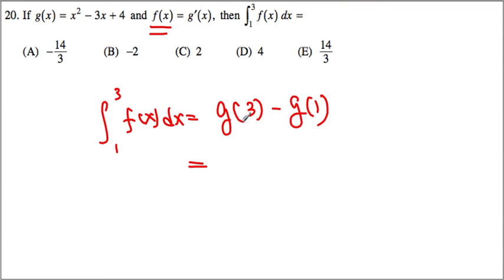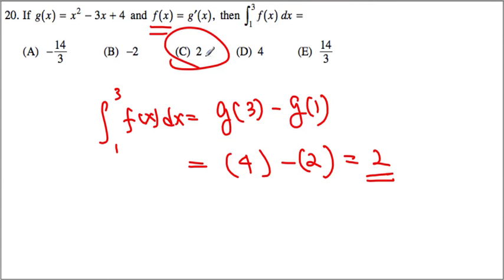Then what is g of 3? g of 3 becomes 9 minus 9 plus 4, which is 4. Minus, once you plug in 1, we end up getting 1 minus 3, which is minus 2, plus 4 becomes 2. So therefore, our final answer should be 2 itself, right over here.